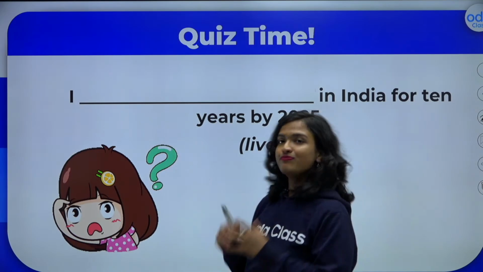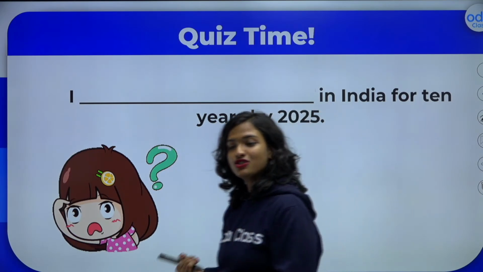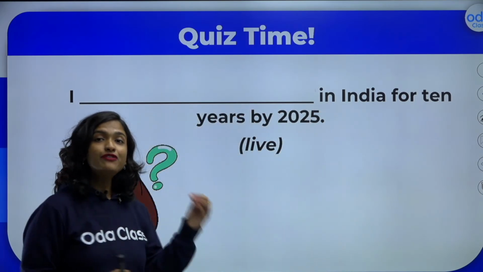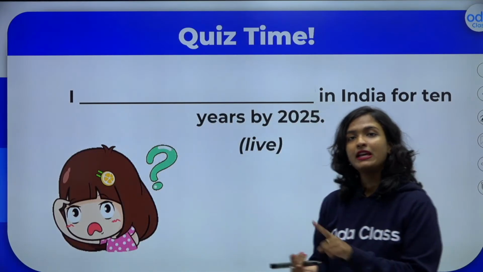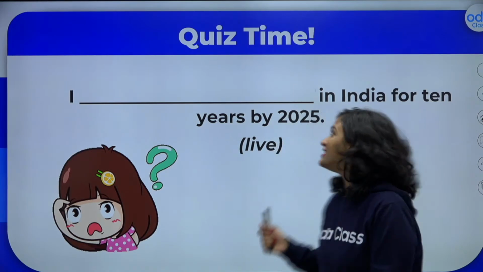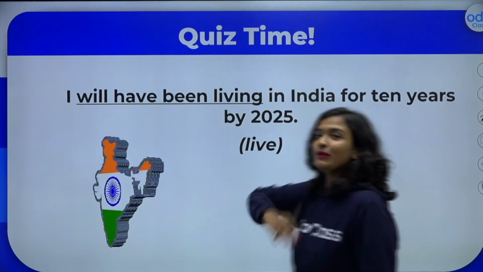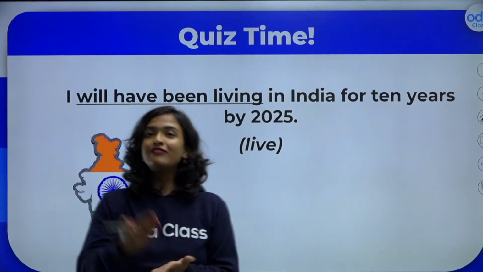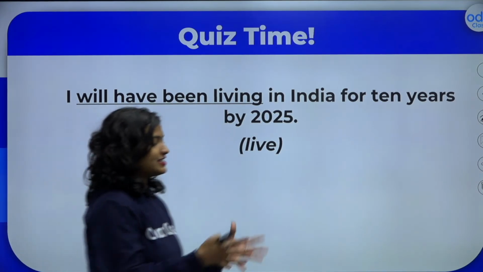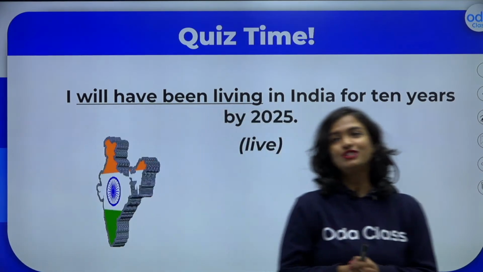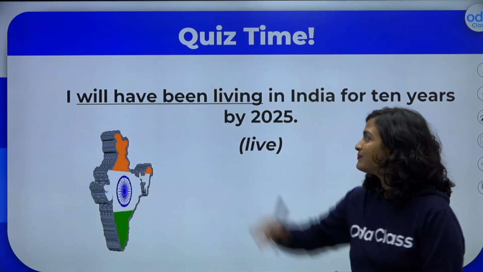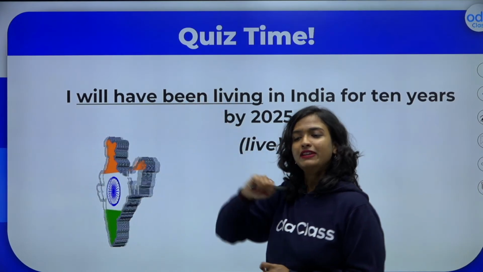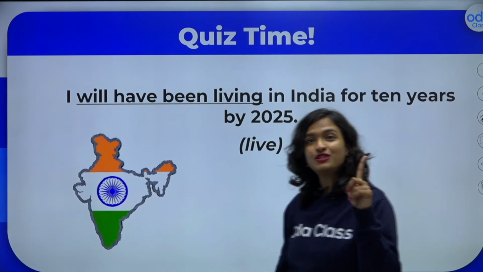Remember, we always follow that by either shall or will. For the future perfect continuous tense, the next thing to do is have, been, ing. So for example here, I will have been living in India for 10 years by 2025. I hope this is all clear to you, students. I will give you one more turn, okay?